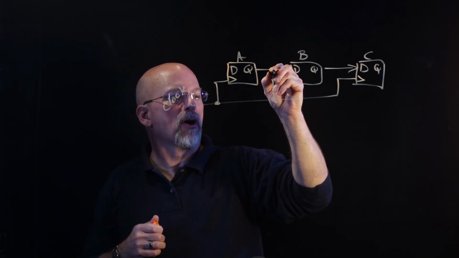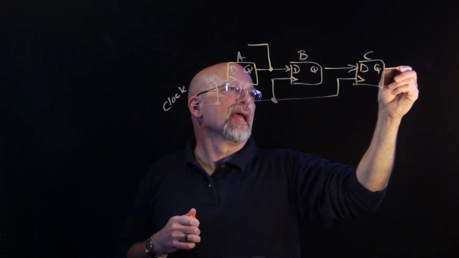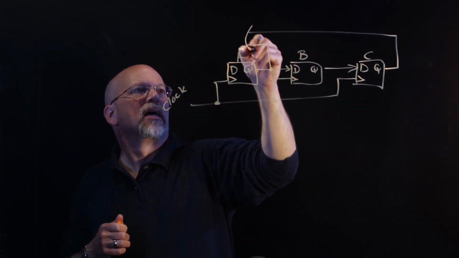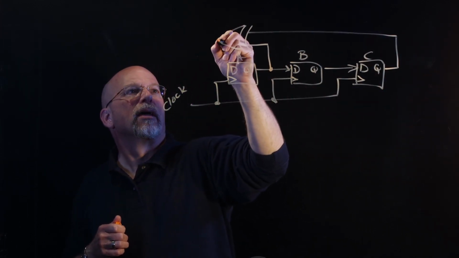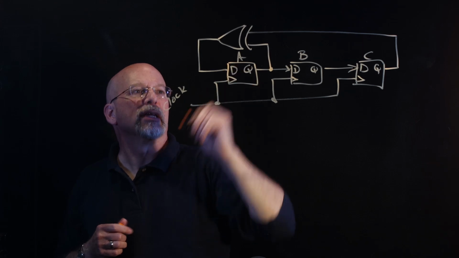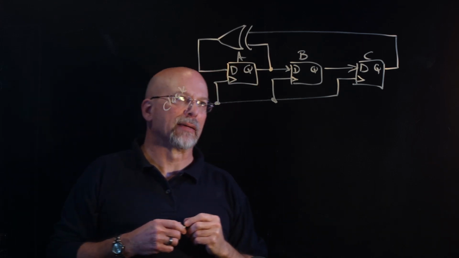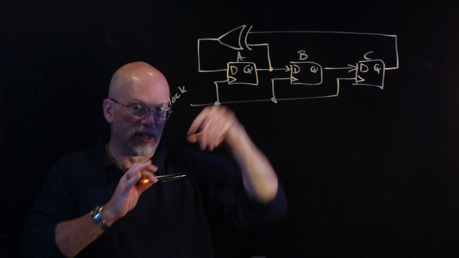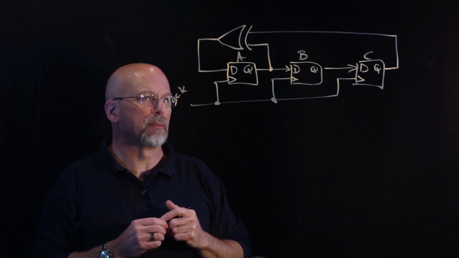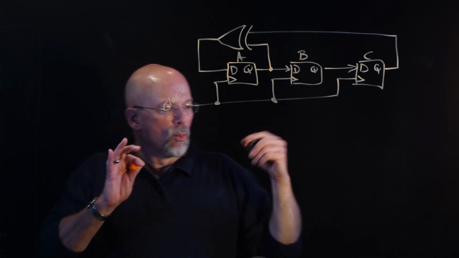We're going to tap off of A and C, all right? And that's going to come back around into the input of A. So there's our feedback circuit. Once again, this is the external linear feedback shift register. So what does it look like?